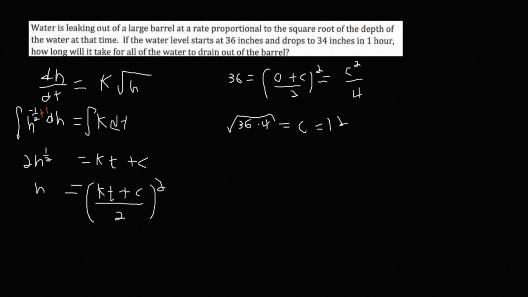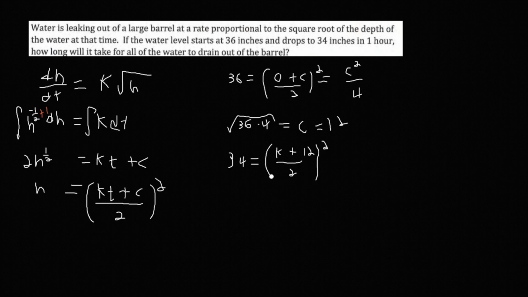All right, then we can use this information. It drops to 34 inches. So 34 is our new height, and that is going to be equal to what? We still don't know k, but we do know c. So we have k times t of 1 hour. So that's just k plus c is 12. All of this is squared.